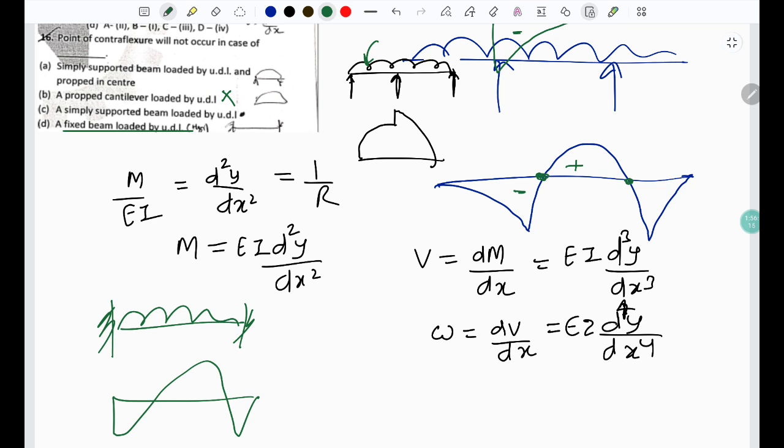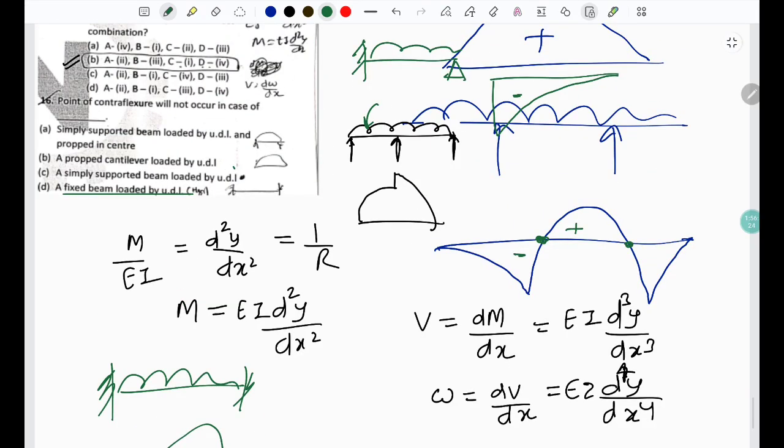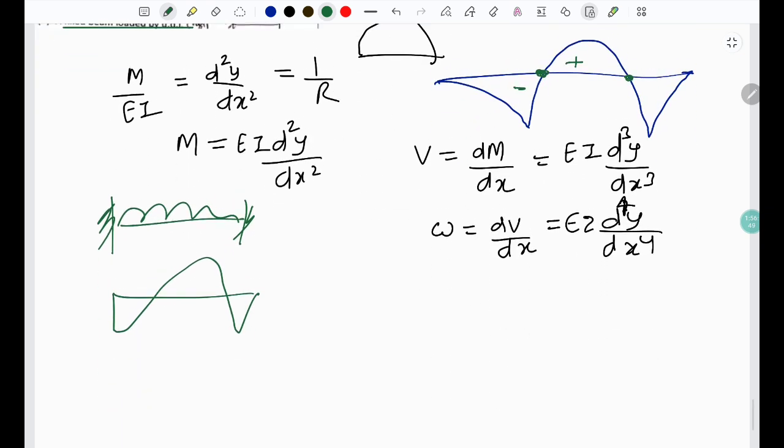So when a propped cantilever with UDL comes, the fixed end has a negative moment and midspan has a positive moment, so contraflexure occurs. The question was asking where it does not. No, it occurs in this case. And when a simply supported beam with UDL is propped at center, there comes a negative moment over the center prop and positive in the spans, so contraflexure occurs here also. But a simply supported beam just loaded with UDL, of course there is no point of contraflexion, so C is the correct answer.